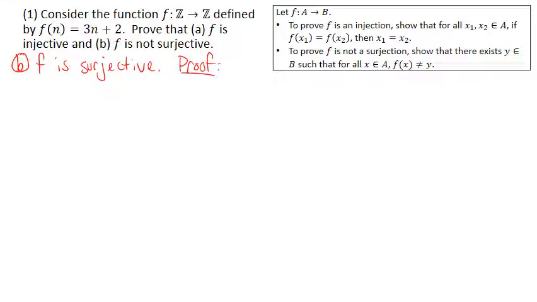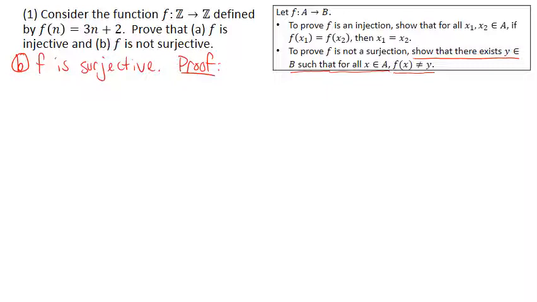Okay, so let's look at how we do this. We need to show that there exists a value of y in the codomain such that for all x in the domain, f of x does not equal y. So basically, I have to find an integer such that f never outputs that integer.